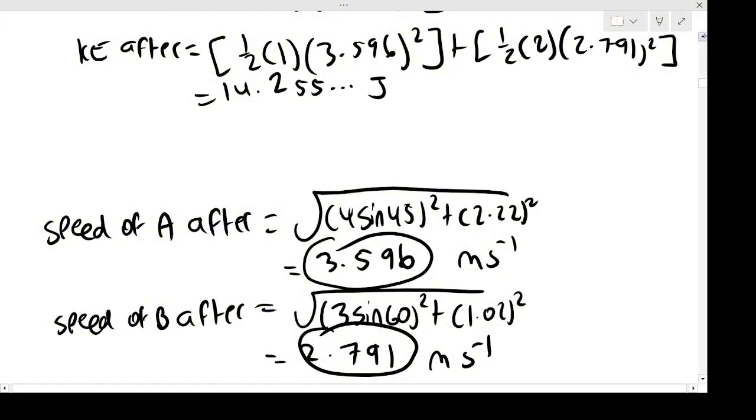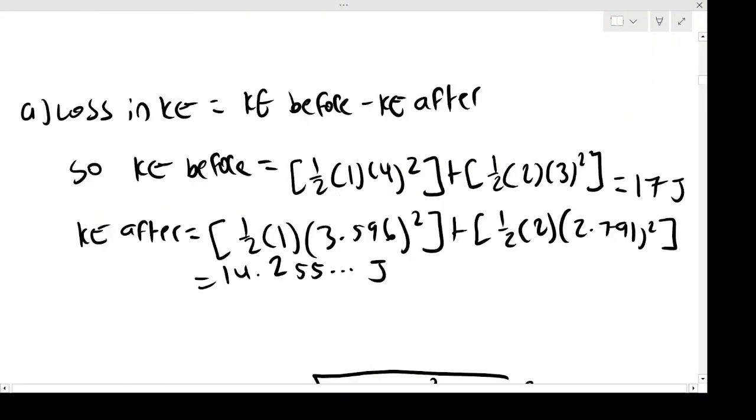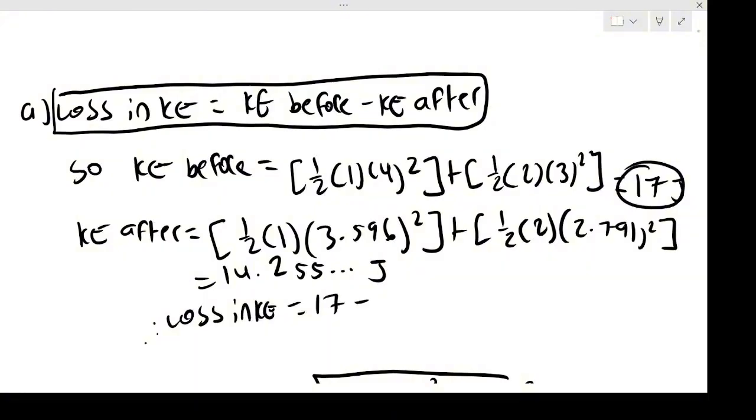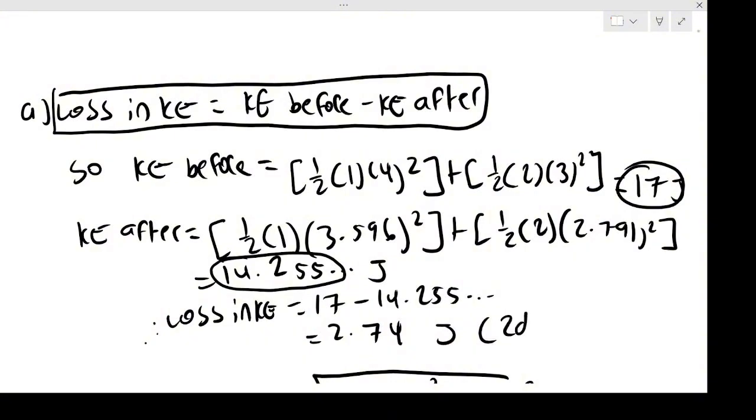Okay, so I've got my two kinetic energies before and after, therefore I can use my formula to work out the loss in the kinetic energy. So before is 17, take away afterwards, which is this 14.255. So if I work that out, I get 2.74 joules to 2 decimal places there. Okay, and there we are.